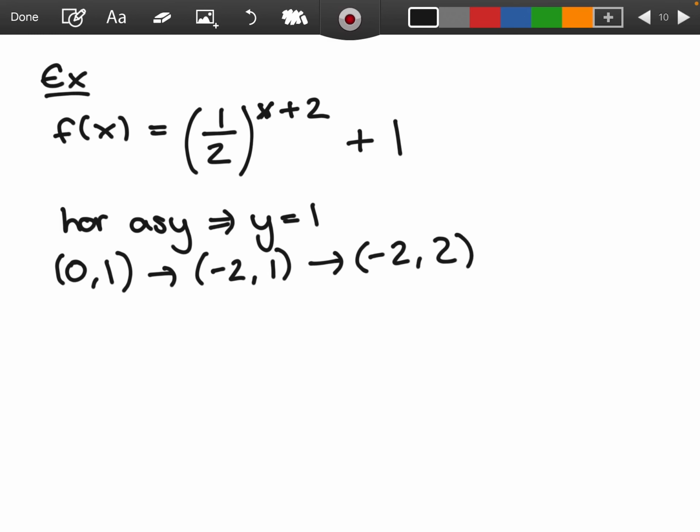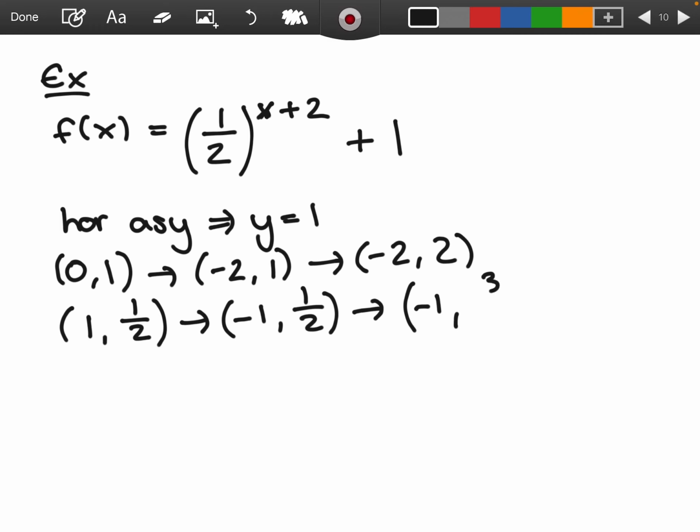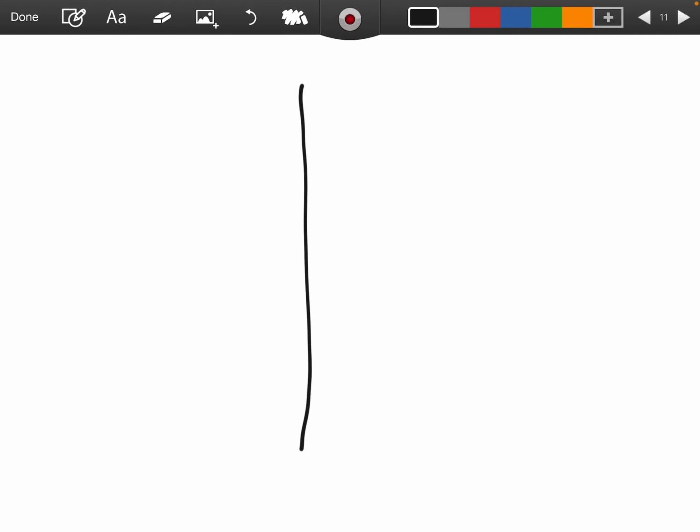And then I can pick any other point that I want to on this particular graph. You can track the point 1, 1/2, that's on the original graph. I shift to the left by 2 units, which means that it goes to negative 1, 1/2, and then I shift up by 1 unit, so it's going to go to negative 1, 3 over 2. So now I can go ahead and sketch out this graph.